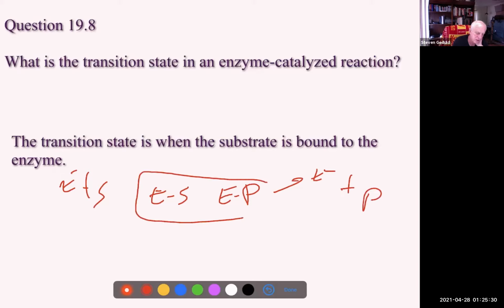So this is your transition state. The enzyme substrate is transition state. The enzyme product is a transitional state. It's a state that's formed as another one is created.